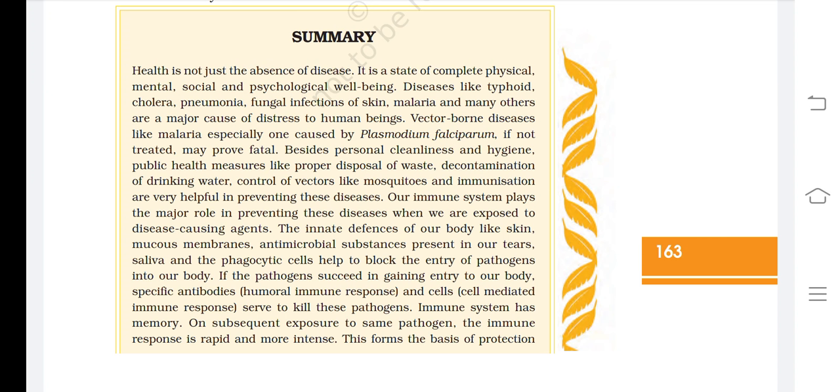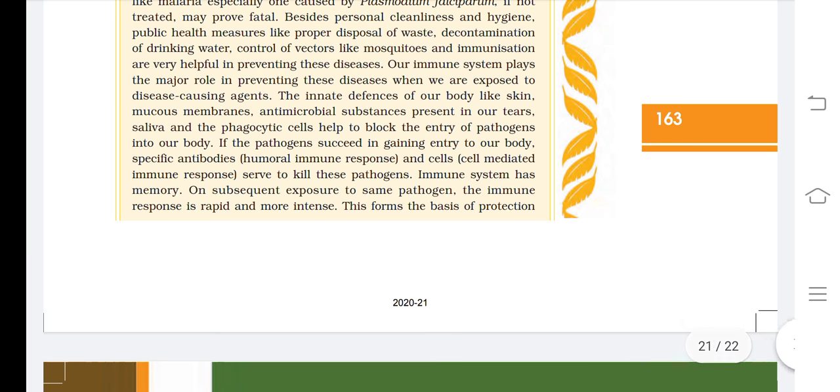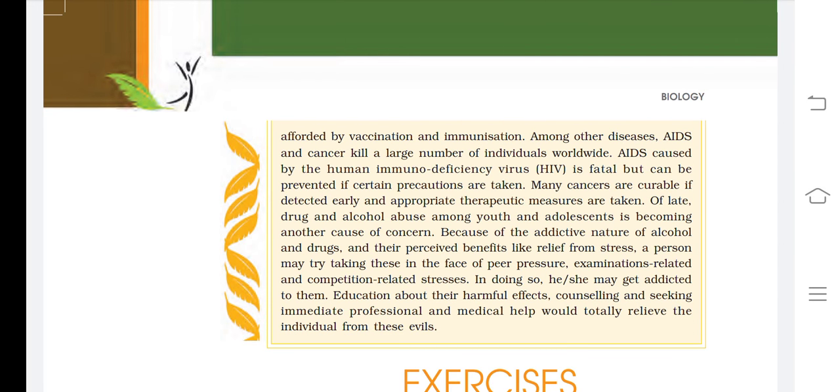If the pathogen succeeds in gaining entry to our body, specific antibodies, the humoral immune response, and the cell-mediated immunity (CMI) serve to kill these pathogens. The immune system has memory. On subsequent exposure to the same pathogen, the immune response is rapid and more intense. This forms the basis of protection afforded by vaccination and immunization.